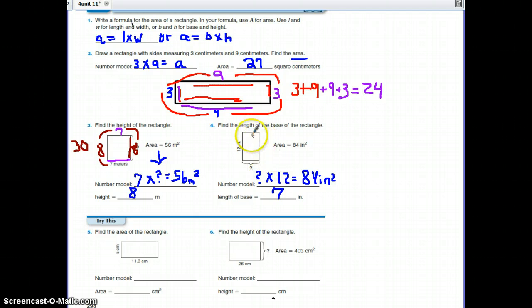And finally this last one. If this side is 12, this side would be 12. We figured out this side was 7, then this side needs to be 7. So 12 plus 12 is 24, plus 7 is 31, plus 7 is 38. So this is 38 for the perimeter. I just want you to see the difference between area and perimeter. Go ahead and do the try this on the bottom by yourself and then correct it in the math journal answer key.